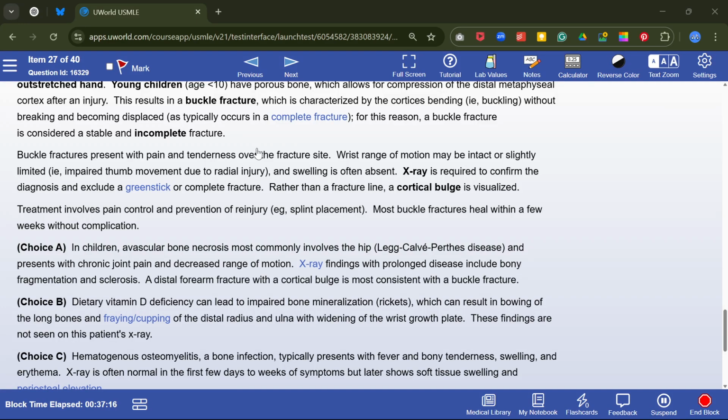In children, avascular necrosis most commonly involves the hip, Legg-Calvé-Perthes disease, and presents with chronic joint pain and decreased range of motion. X-ray findings with prolonged disease include bony fragmentation and sclerosis. A distal forearm fracture with a cortical bulge is most consistent with a buckle fracture.